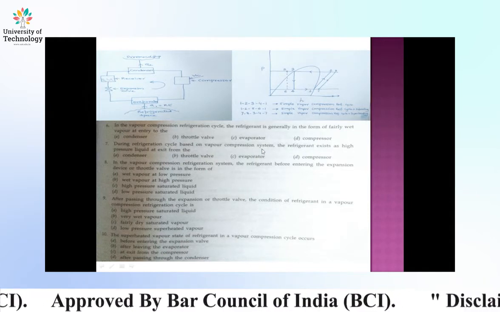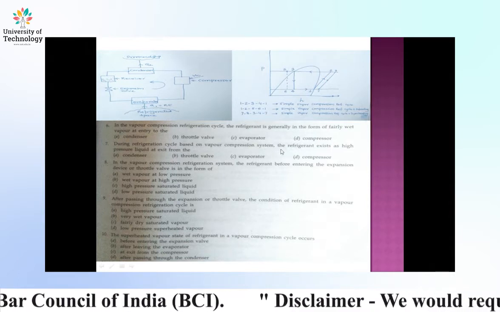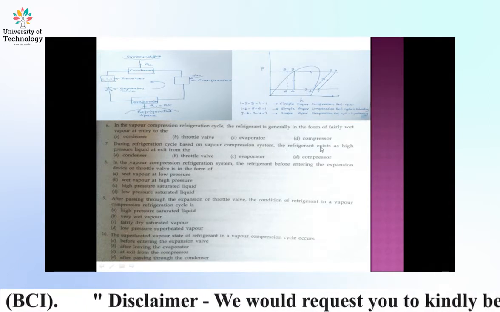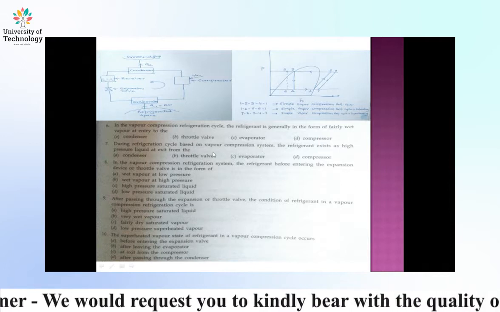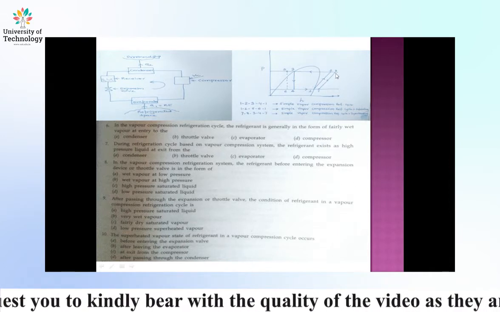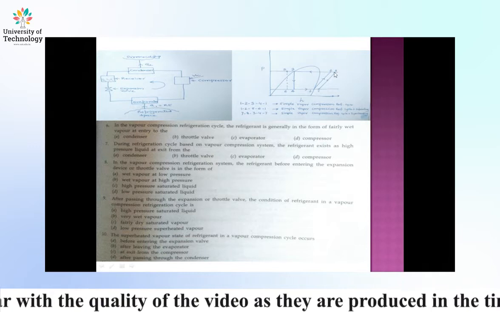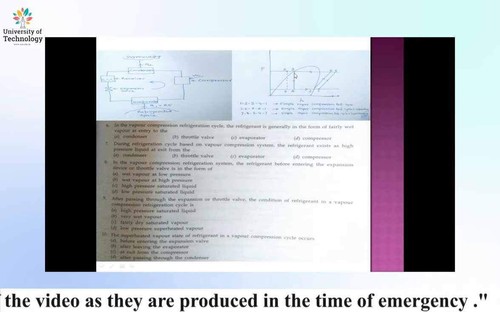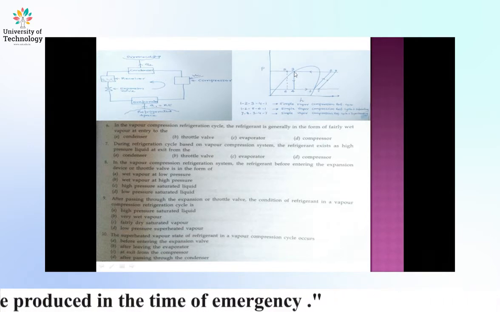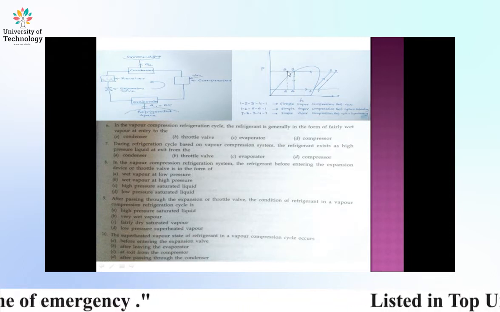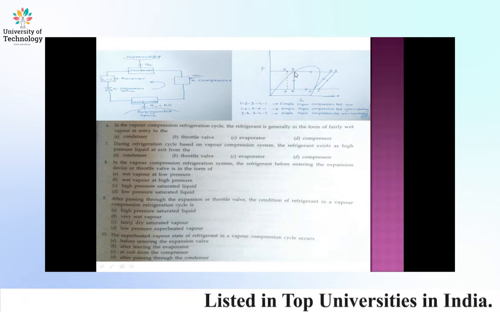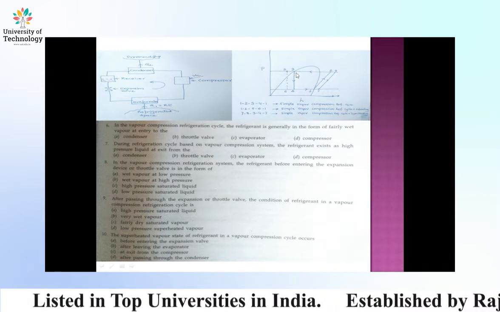Now what does the question say? The refrigerant exists as high pressure liquid at the exit. Here it is high pressure superheated vapor, here it is high pressure saturated liquid, and here it is high pressure subcooled liquid. So high pressure liquid is available at the exit of the condenser. So option A is correct.